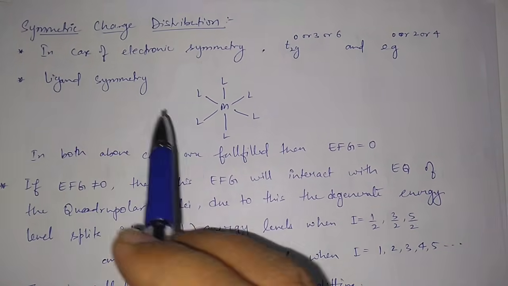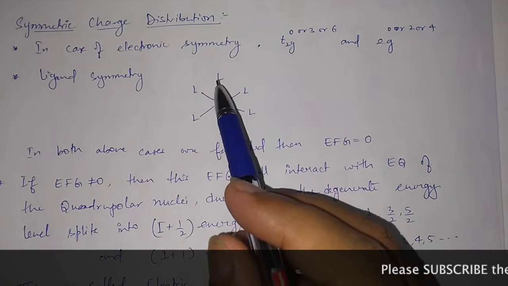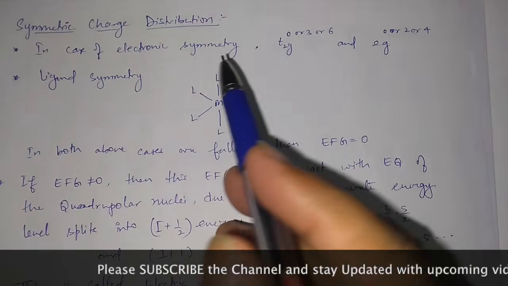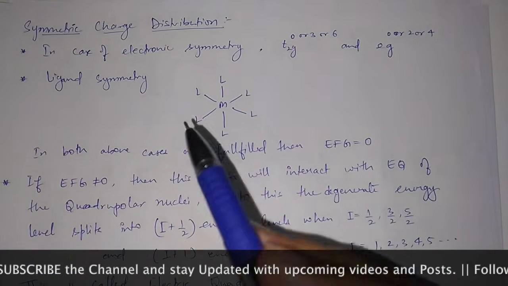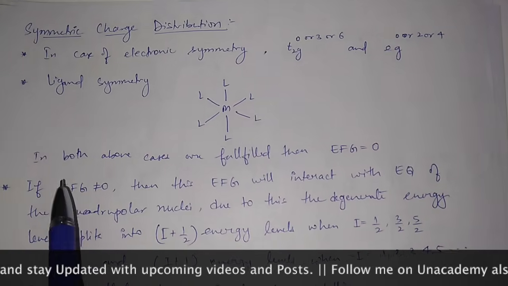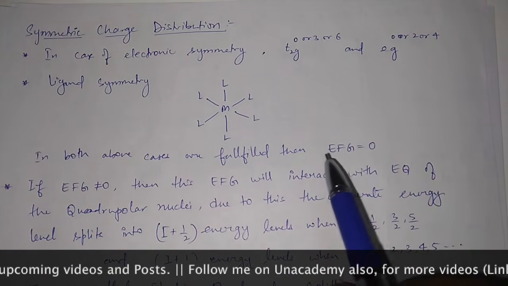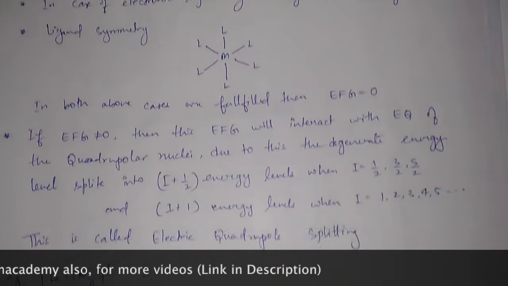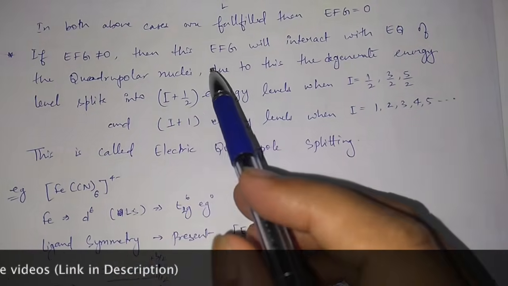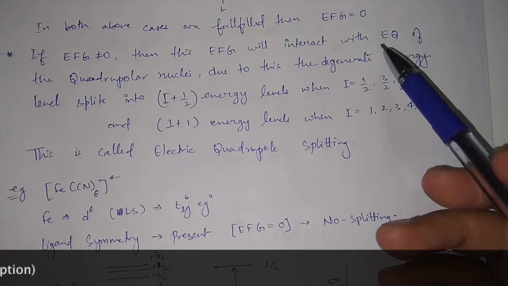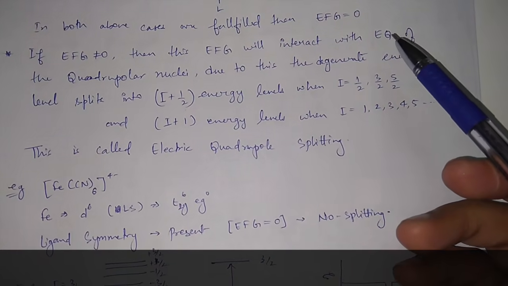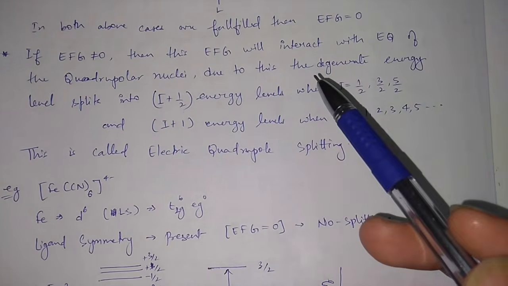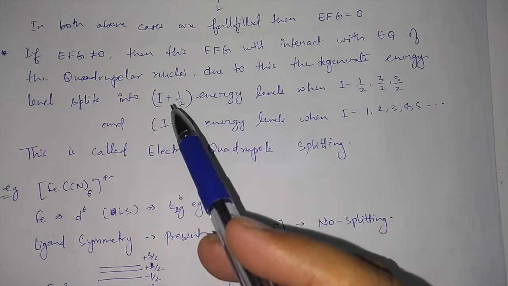Similarly, ligand symmetry will be there when you have all ligands of the same kind, that is, all the ligands are the same and they are present at equal distances from the metal. So these are the two conditions which will give you symmetric charge distribution. If both of the above conditions are fulfilled, then the electric field gradient will be equal to 0, right? If your electric field gradient is not equal to 0, then the electric field gradient will interact with the electric quadrupole of the quadrupolar nuclei, and due to this the degenerate energy level is split into I plus half.